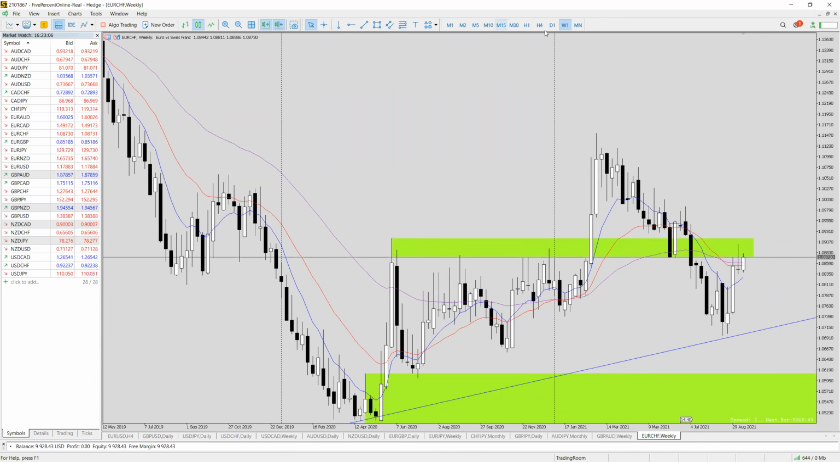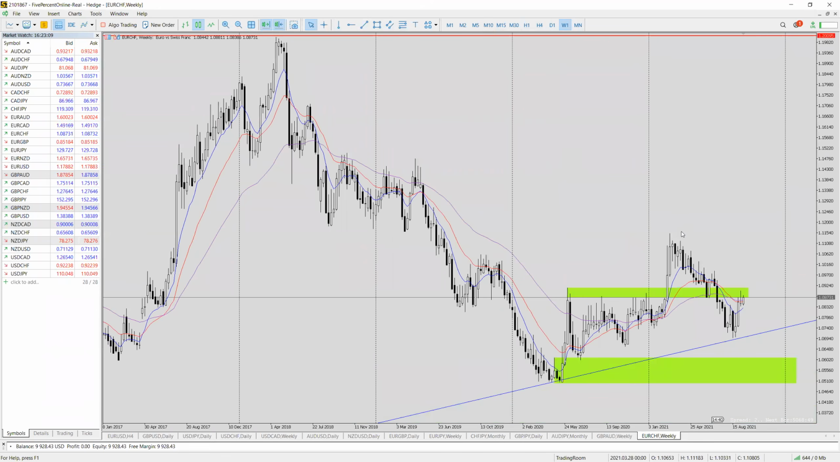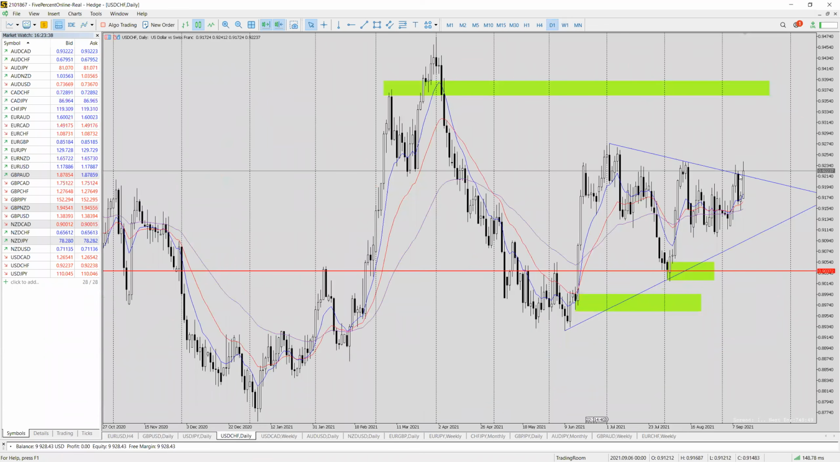Obviously, the more important area to break out of is this zone here, around here, more or less. But this is still far away. Again, unless the Swiss loses momentum or weakens fast, and then Euro Swiss could move fast as well. So that's for the Euro Swiss and the Dollar Swiss. Let's see how this daily candle closes, if it manages to close above this triangle.